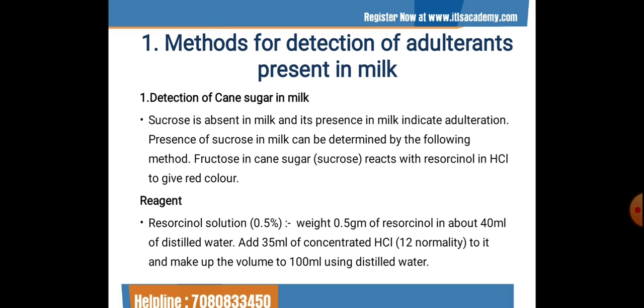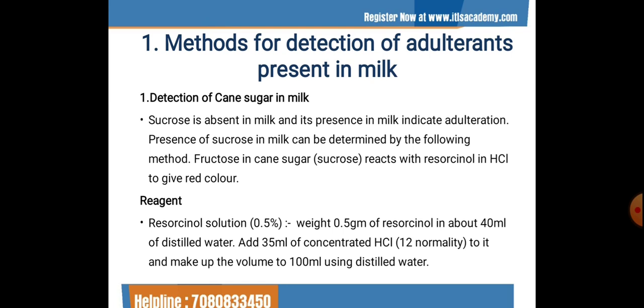For example, taking the first adulterant, the use of cane sugar in milk. How can we detect the use of cane sugar if it is present in milk? We know that sucrose is absent in milk and its presence indicates adulteration. Presence of sucrose in milk can be determined by the following methods. Fructose in cane sugar reacts with resorcinol in HCl to give red color.